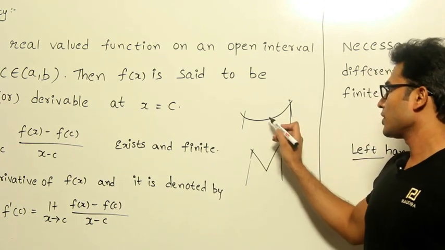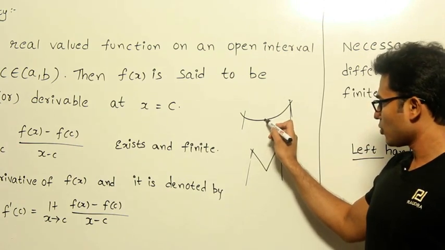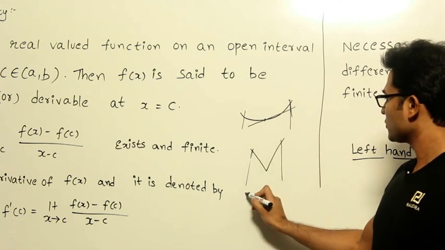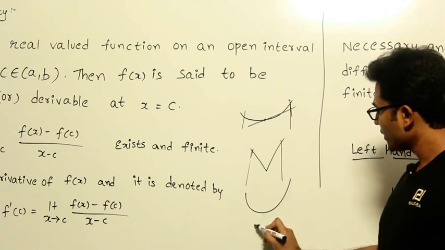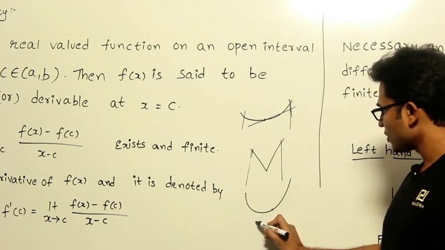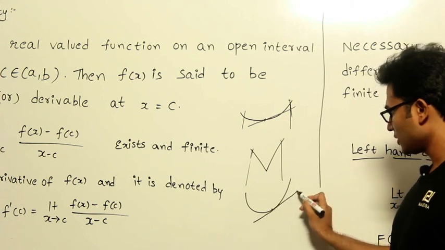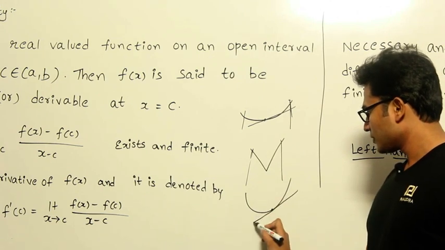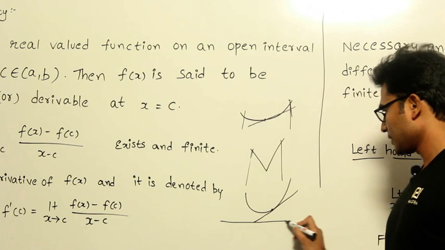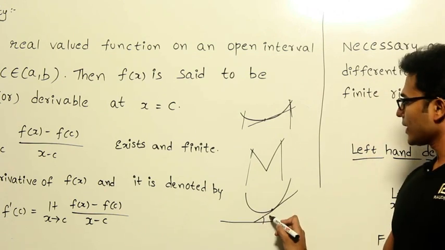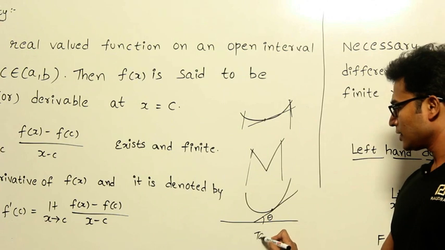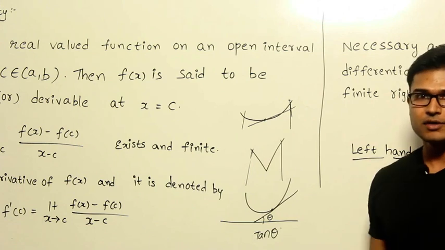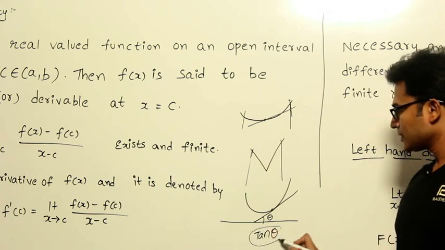So the derivative is the slope of a function at a point. If you are going to draw a tangent, let me draw one more. Let's say this is the point. If you are going to draw the tangent for the function at that point, and let's say this is the x-axis, and this angle is theta, then tan theta is nothing but the slope of the tangent for the function at this point, right? Now this one is also called the derivative.